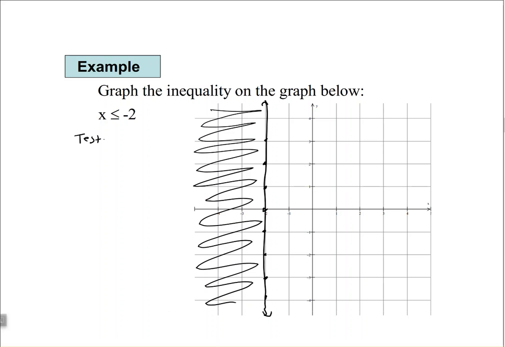Again, the easiest test point to use, if your graph doesn't go through the point, is 0, 0. In this case, I expect it to make a false statement. So x is 0, so if I replace the x with 0, x is not less than or equal to negative 2. Therefore, that's not a true statement. Therefore, I should shade on the opposite side of where 0, 0 is.